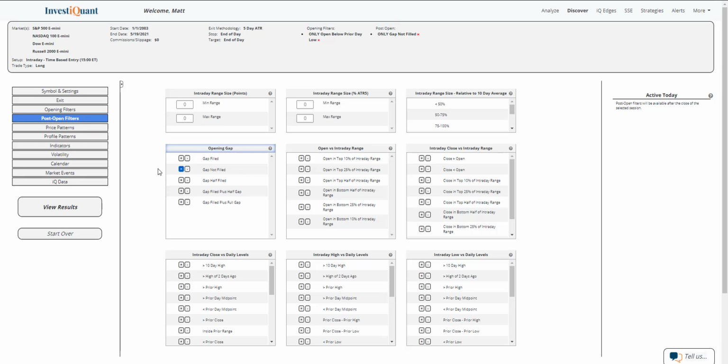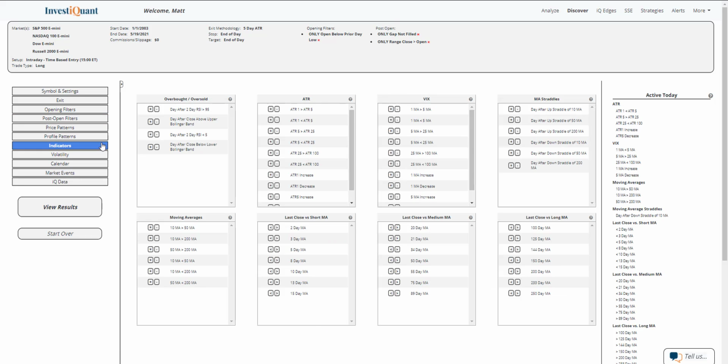However, we are trading above the open and trying to work that way, so I'm going to add that here as well by going into the intraday close versus intraday range and say that the close is above the open. And the close is referencing where the price is at the time of entry, which I've got set to 3 p.m. So this is going to assume that at 3 p.m. we are trading above the opening print for the day.